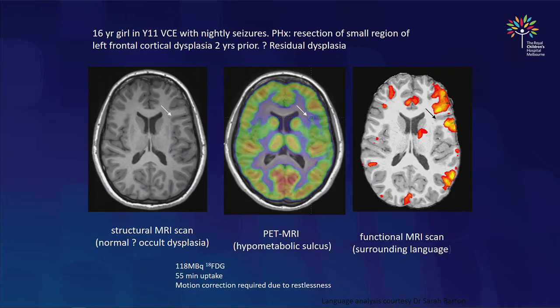So here, this is an example of a 16-year-old girl who was functioning quite well. She was getting to the end of her high school, but she had nightly seizures. She'd had a past history of already having a small region of frontal cortical dysplasia resected 2 years earlier, which had initial seizure control, but then her seizures recurred.